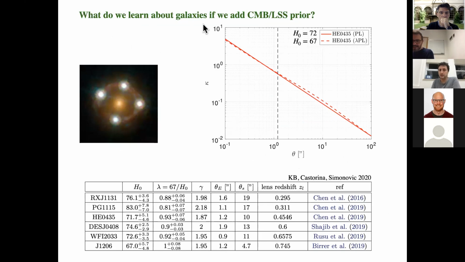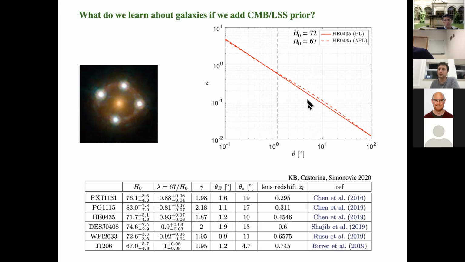So what do we learn about galaxies if we add a CMB prior, if we are brave enough to do this? So we can take a system like this one, for example, the 0435 from the previous talk. And here it is over here. It has an H0 measurement of about 72 inferred from it with the power law profile model that the TDCOSMO collaboration took, or HOLICOW. And if you look at the surface density of the system, or convergence kappa of the system as a function of radius, then the default model of the lensing analysis would be the solid line.